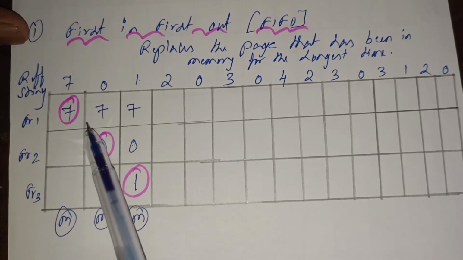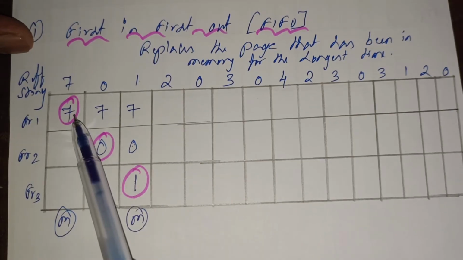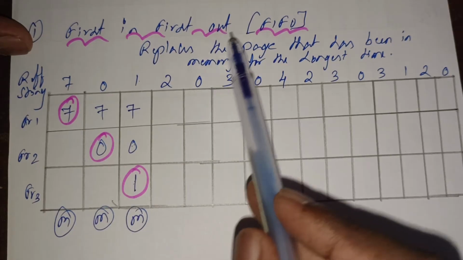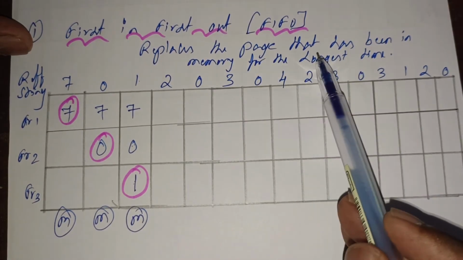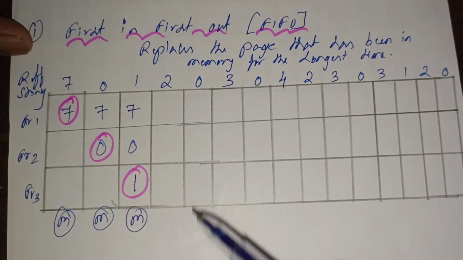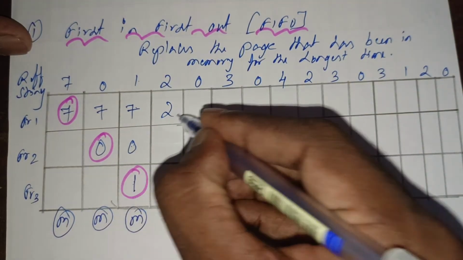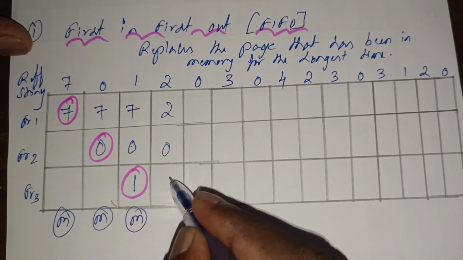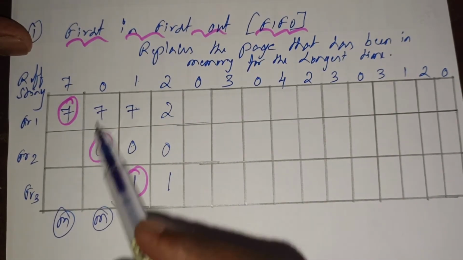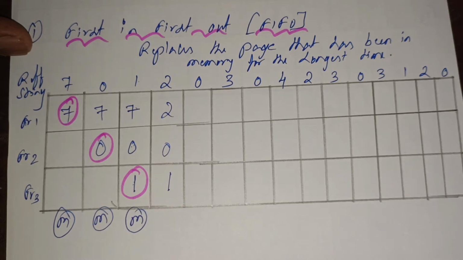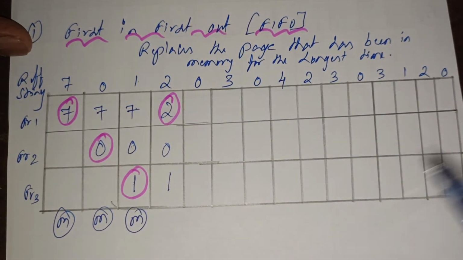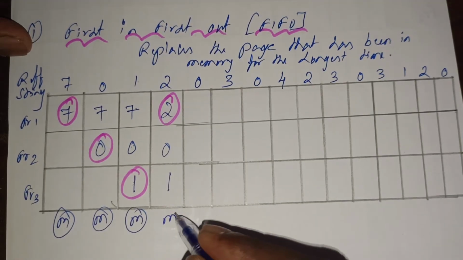Now which particular string has to be replaced? 7 is staying here for the longest period of time. That is what this definition mentions for FIFO: which page has been inside the memory for the longest period of time? It is 7, so 7 is automatically replaced by 2. And 0 is staying inside, 1 is staying inside. When 2 is requested, 2 is not in the frame, so it is a miss, right? 2 is also a miss.